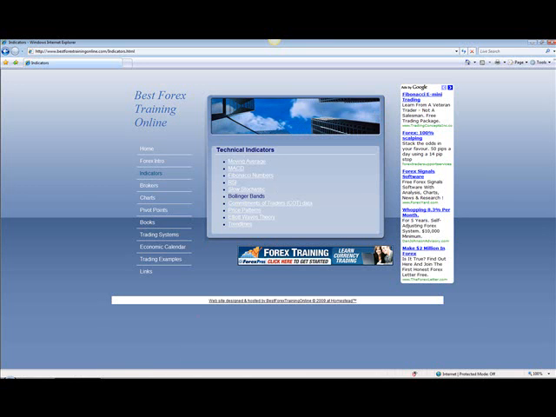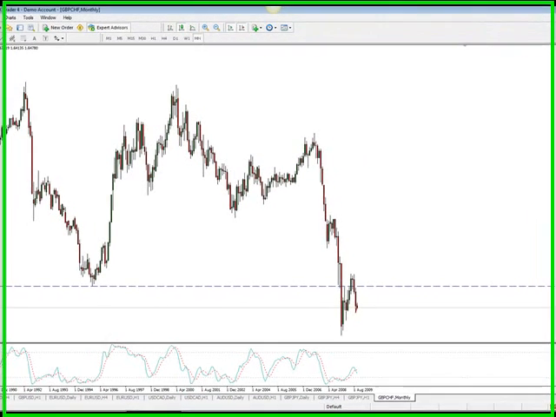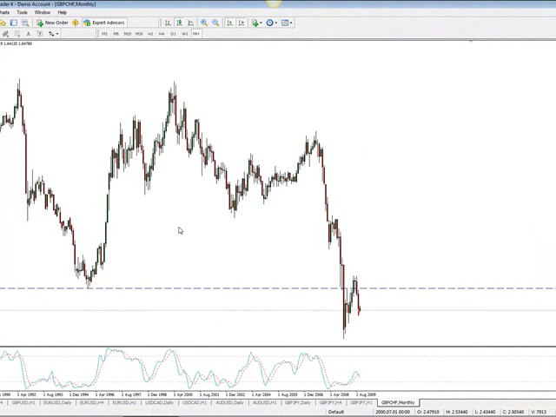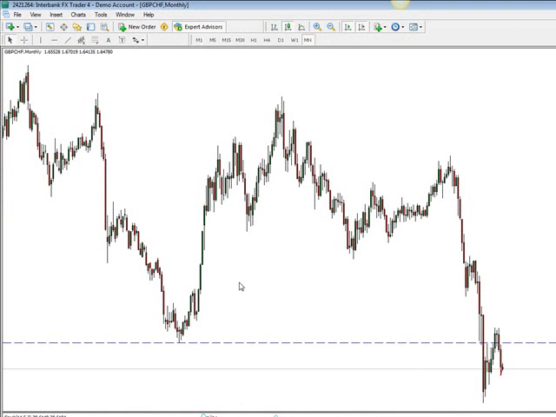So let's go to our price charts over here. Bear with me a second. This is a price chart of the pound Swissie. This is one of my favorite pairs to trade. It's very volatile, it moves a lot, and this is a monthly chart, and as you can see, let's try to identify some trend lines here.